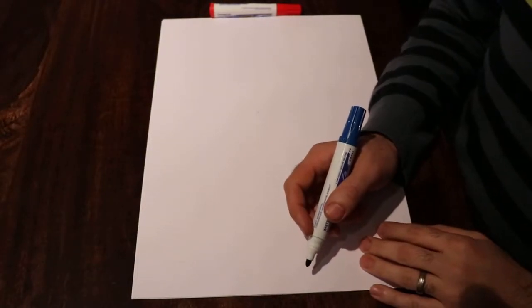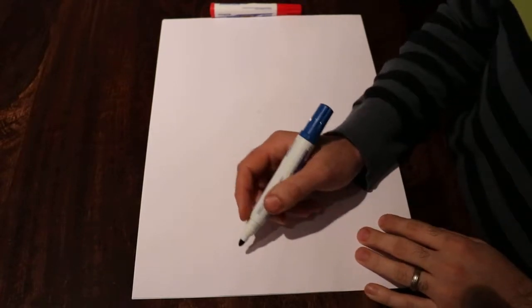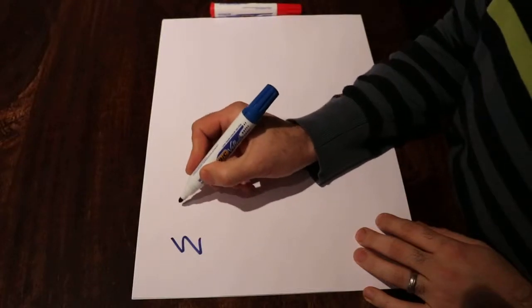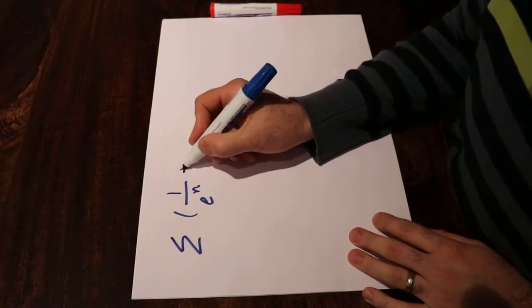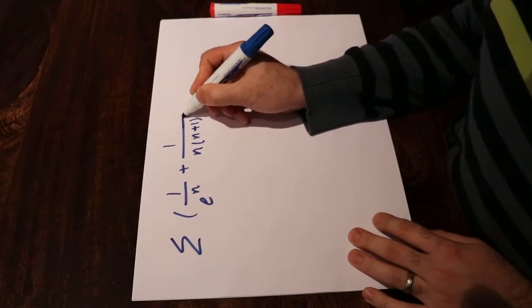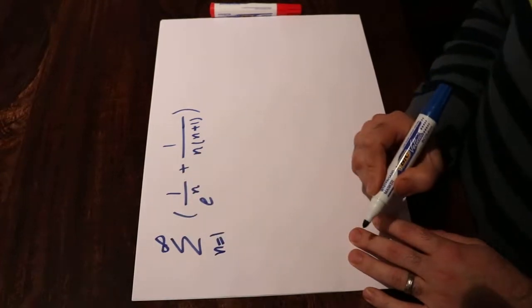Hello, today I'm going to show you how to determine whether the following series is divergent or convergent. The series is the sum of 1 divided by e to the power of n, plus 1 divided by n times (n plus 1), when n varies from 1 to infinity.